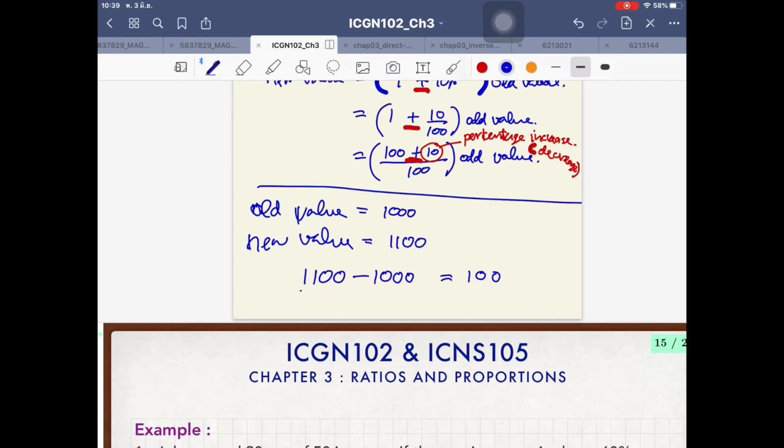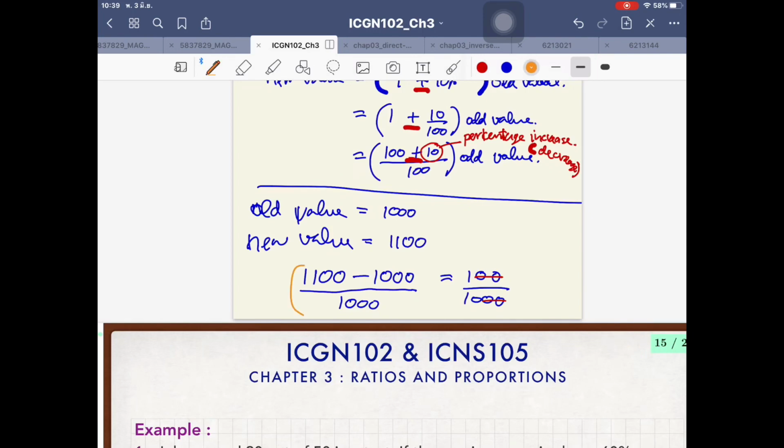All right, and then you need to compare this change to the old value, which is 1000. You divide it by 1000. And then if you cancel two zeros, now you get 1 over 10, which is 0.1. All right, but we need to get the number of 10%. So let's make it into the term of percentage.